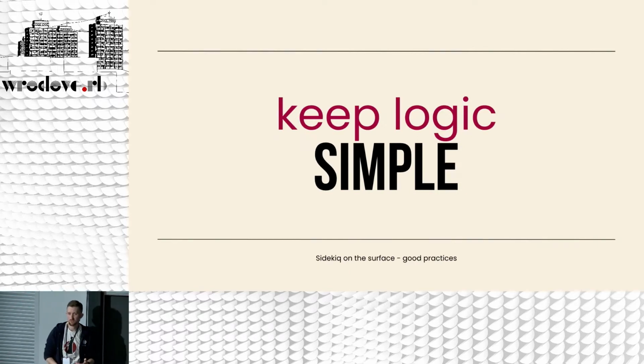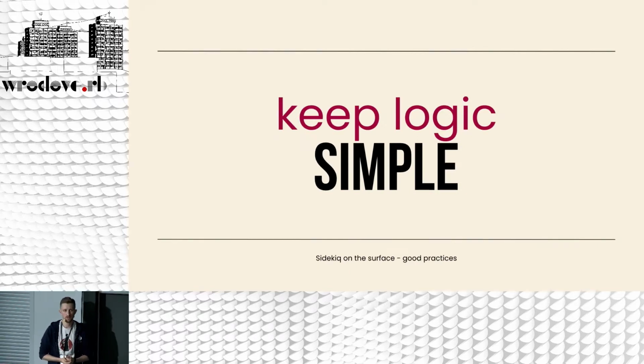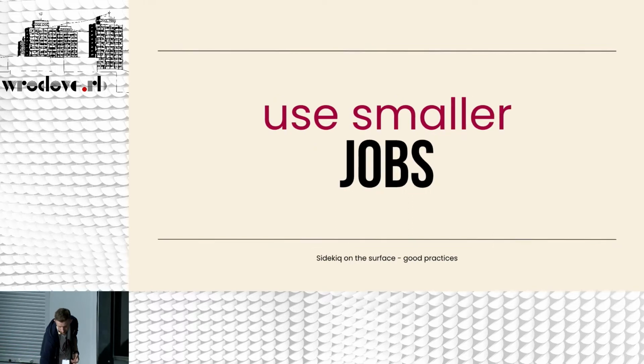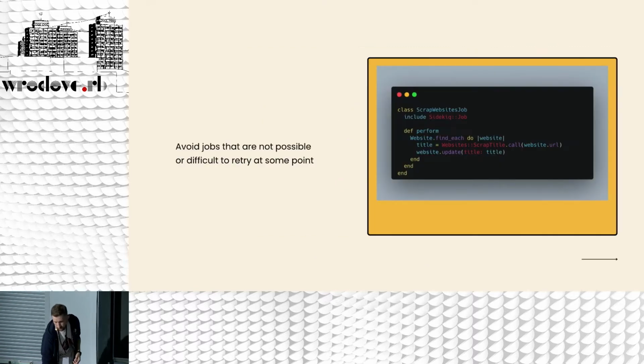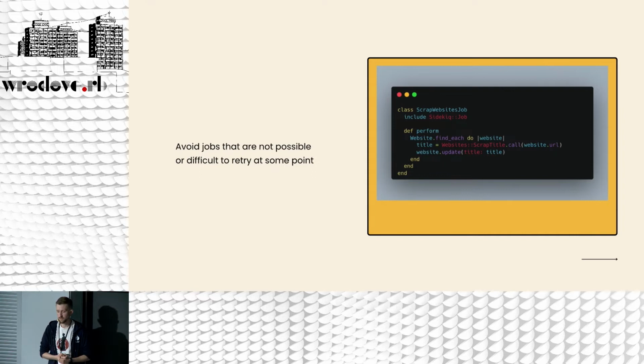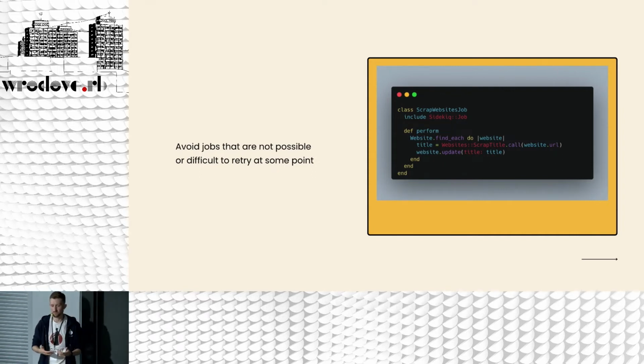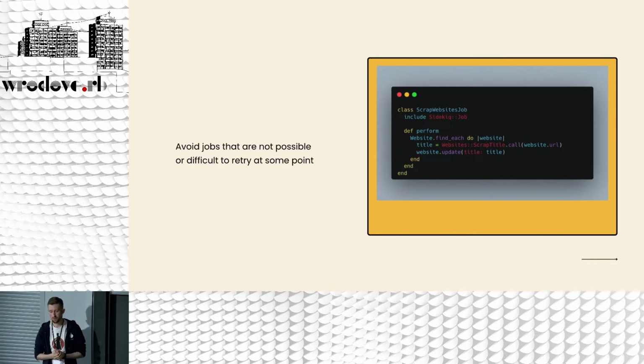And of course, we should keep the logic simple. It applies to all classes, I believe. But if we have simple logic inside our jobs, we automatically use smaller jobs. And smaller jobs are very important in terms of Sidekiq. Here we have a simple example. We pull all the websites from our database, and for each website, we scrape the title and save it back to the database. What can go wrong?